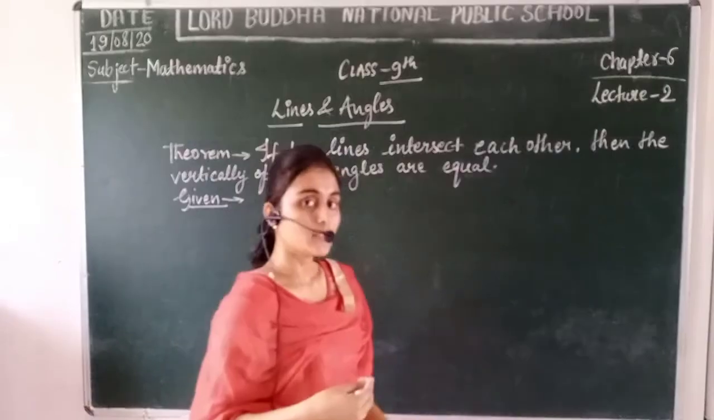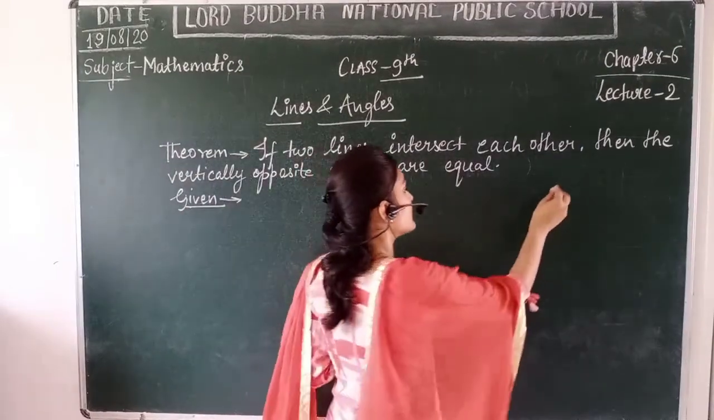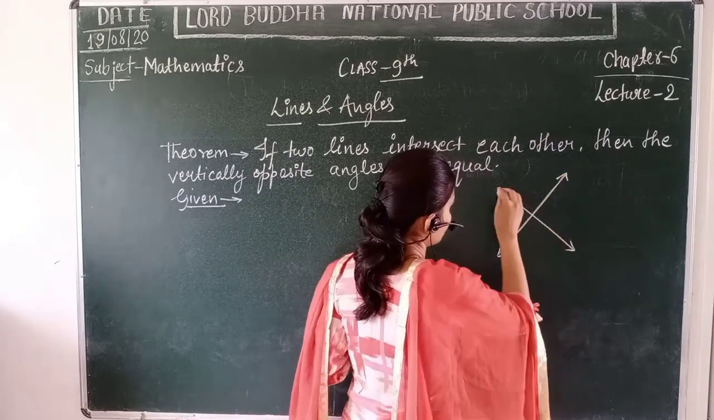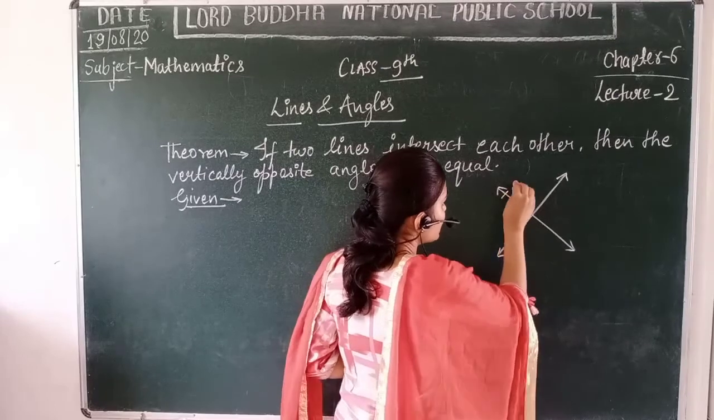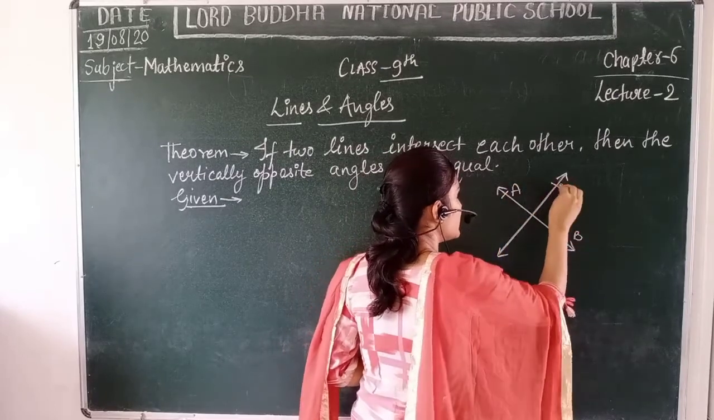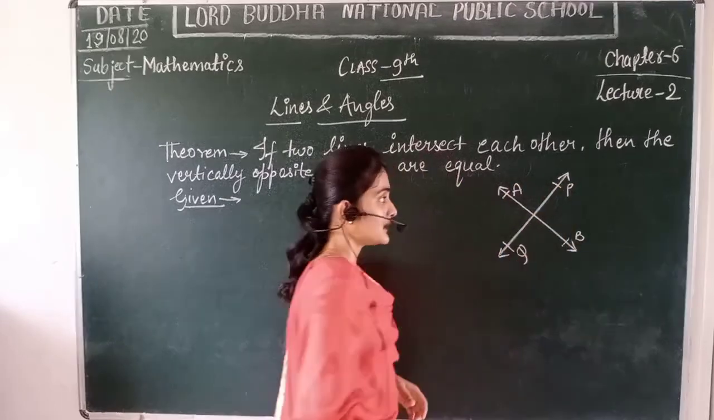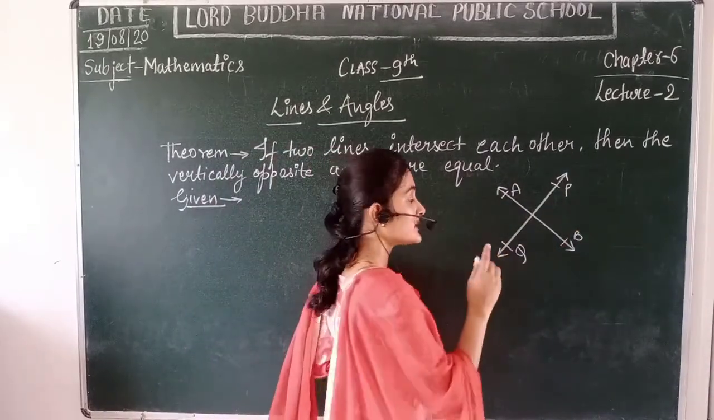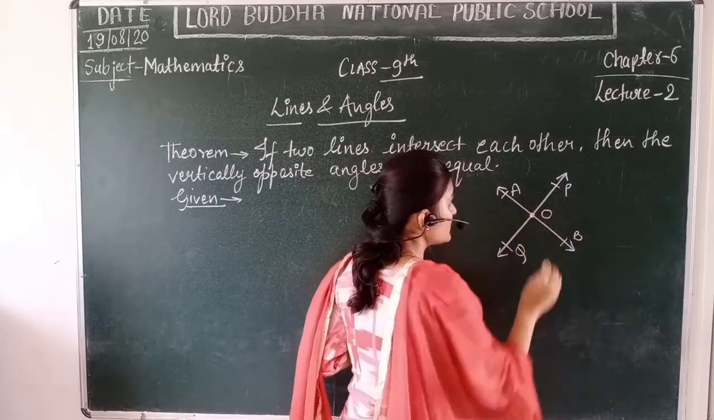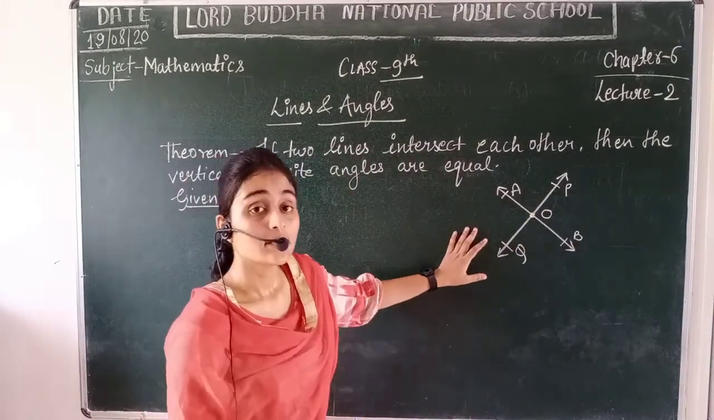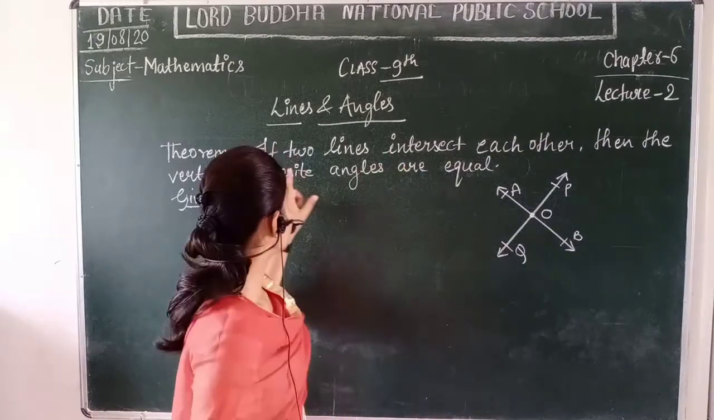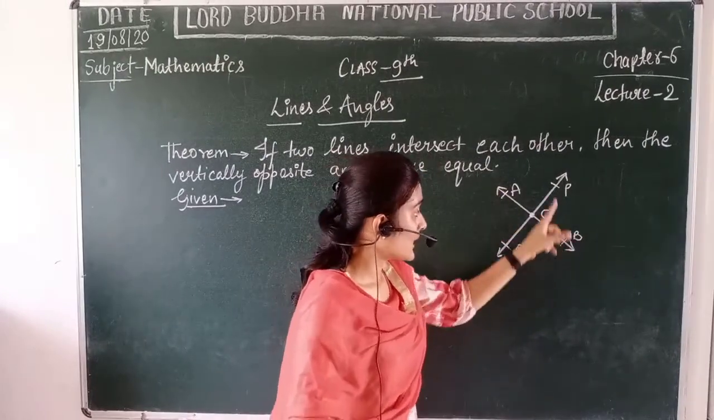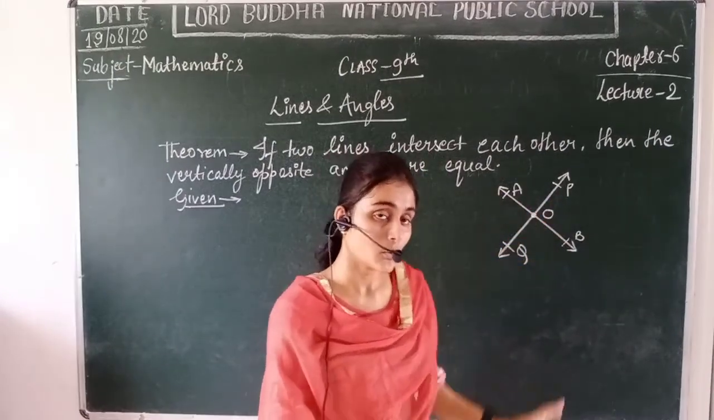So first we will draw two lines, two intersecting lines. Okay, I am naming it AB and PQ. So you can see AB and PQ are two lines and they intersect at a point. Let's name it O. Whatever we have drawn in this video is related to the theorem because it's given that if two lines intersect each other. So we have drawn two lines and they are intersecting at the point O.